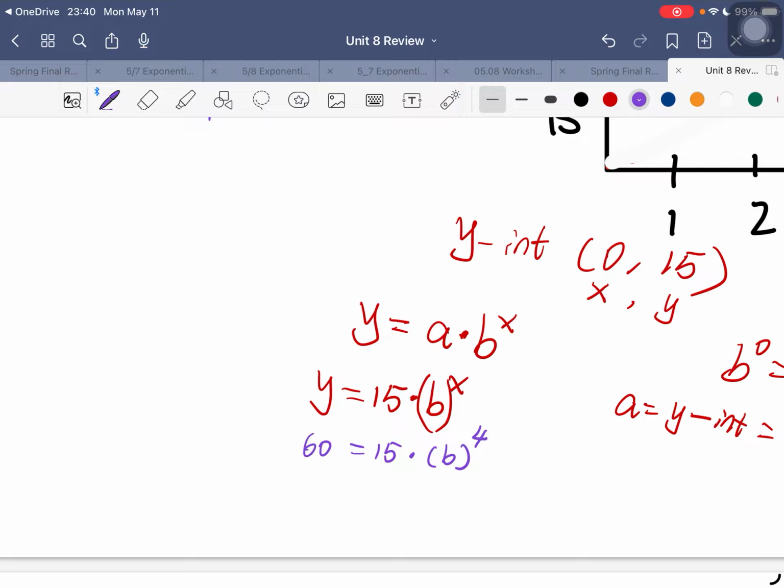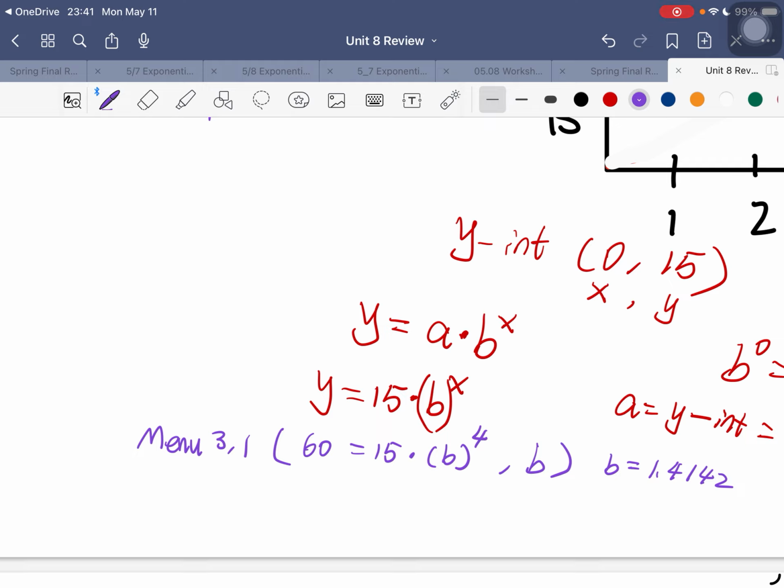Alright, now I need you guys to type into the calculator menu 3, 1, comma b. Please tell me what b equals. Okay, your b should equal 1.4142. And then, now we have the b.